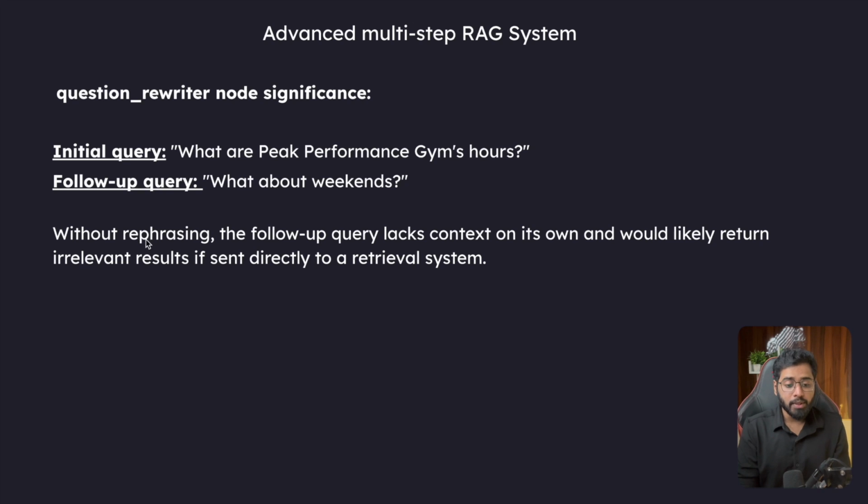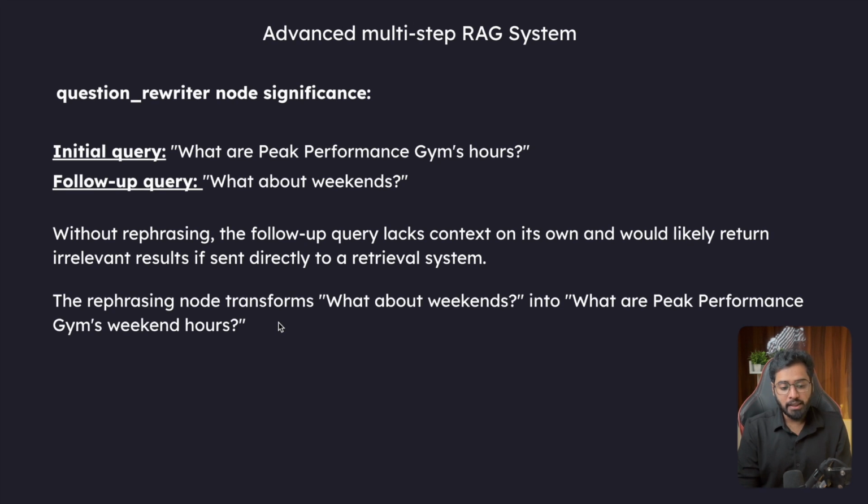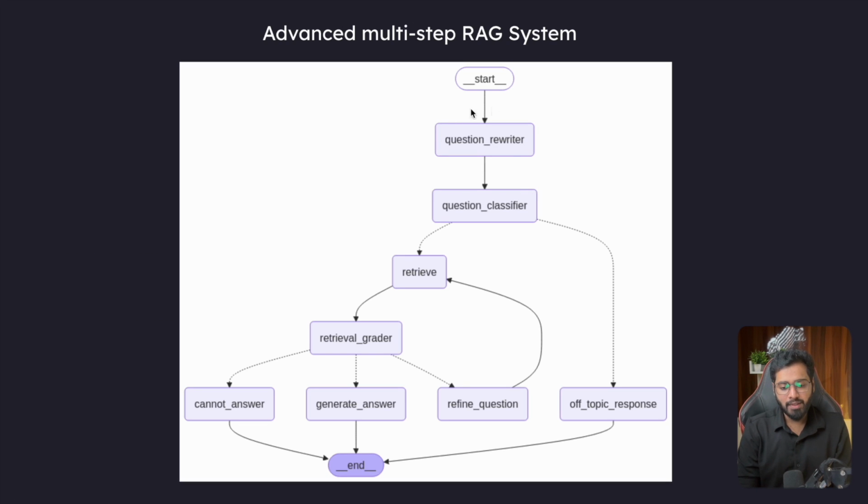Basically, without rephrasing the follow-up query, this query lacks context on its own and would likely return irrelevant results if sent directly to the retrieval system. So what the rephrasing node does is transform "what about weekends" into "what are Peak Performance Gym's weekend hours." That is why we have this node at the very start. I hope that makes sense.